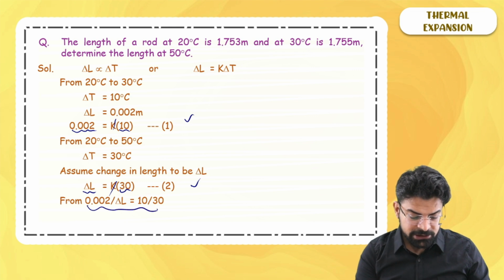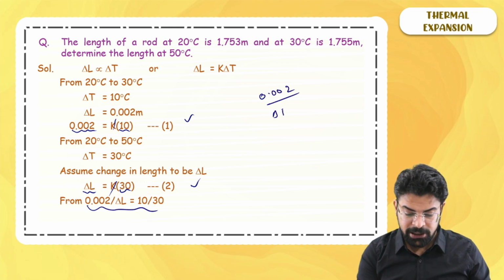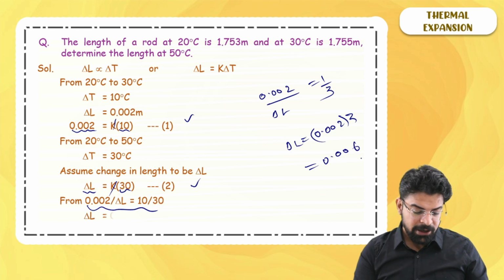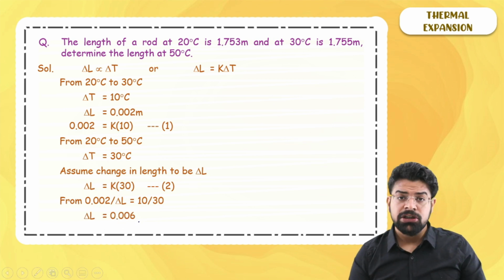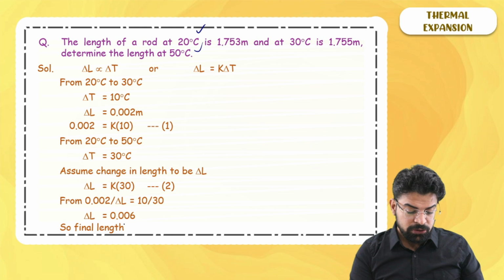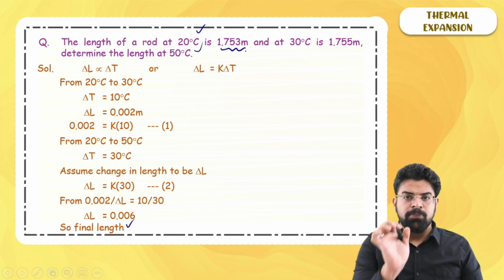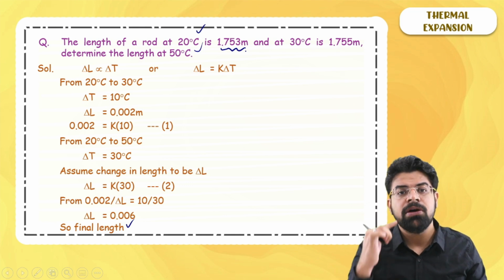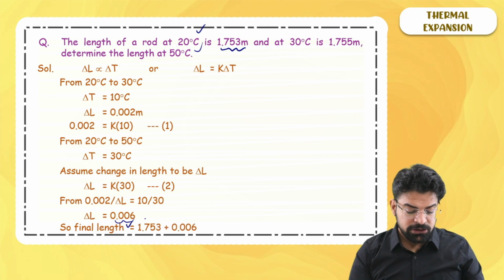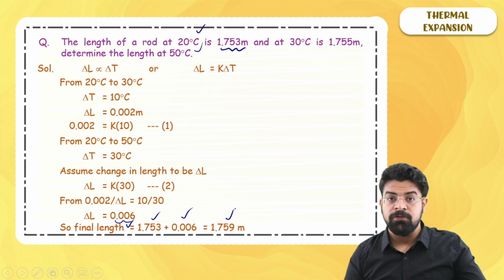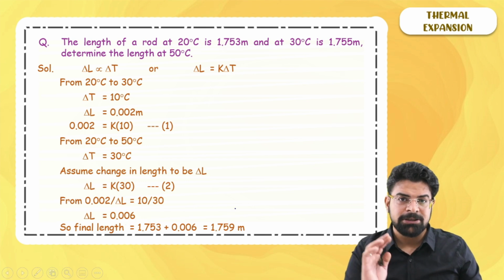And on solving this, you get 0.002 by delta L equals 1 by 3, or delta L equals 0.002 times 3, which is 0.006. So delta L comes out to be 0.006. So when the temperature increases from 20 to 50, the length increases by 0.006. So the final length will be initial length 1.753 at 20 plus the increase in length on increasing the temperature from 20 to 50, which is 0.006. So final length comes out to be 1.753 plus 0.006, that is 1.759 meter.